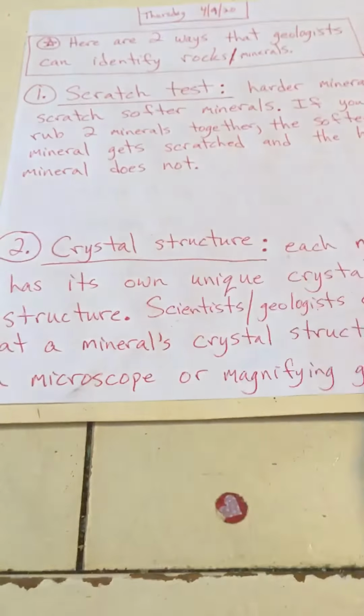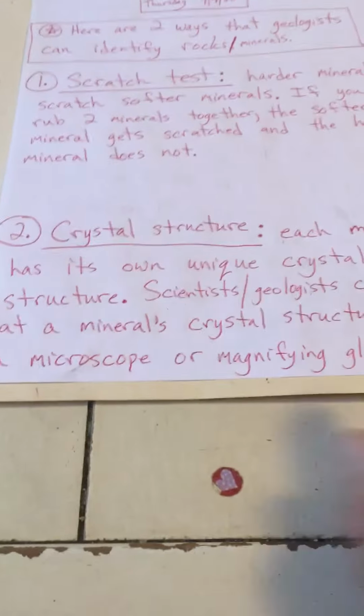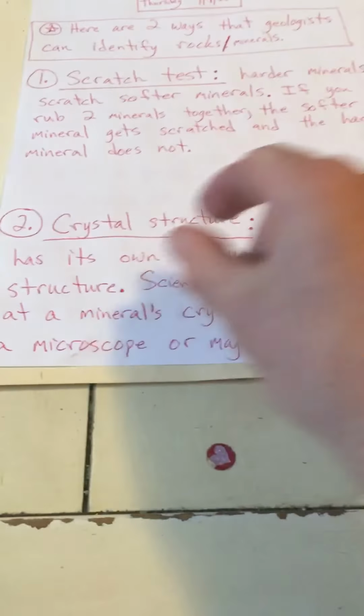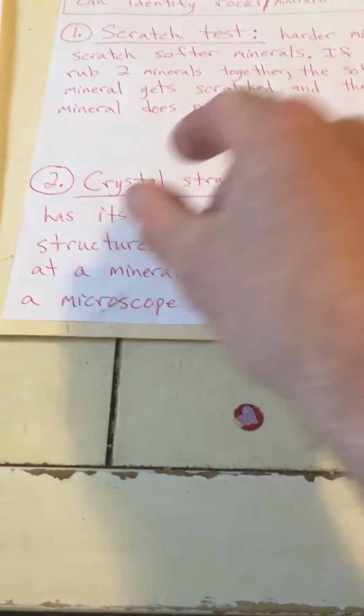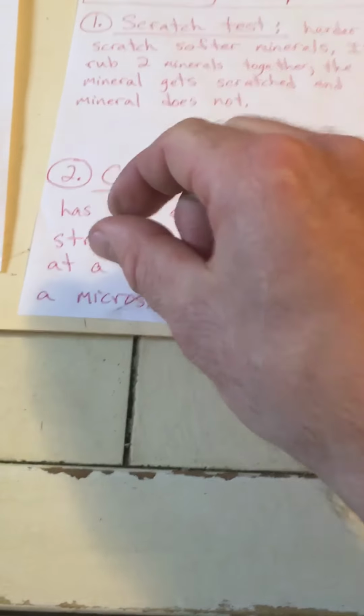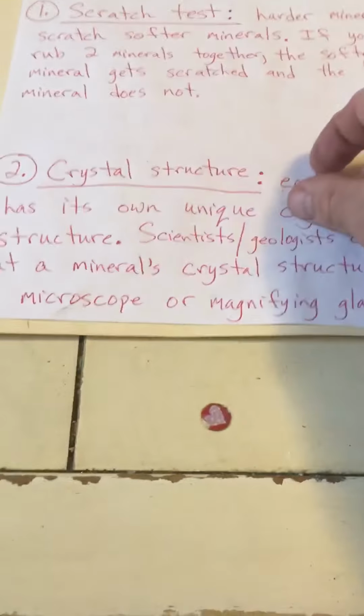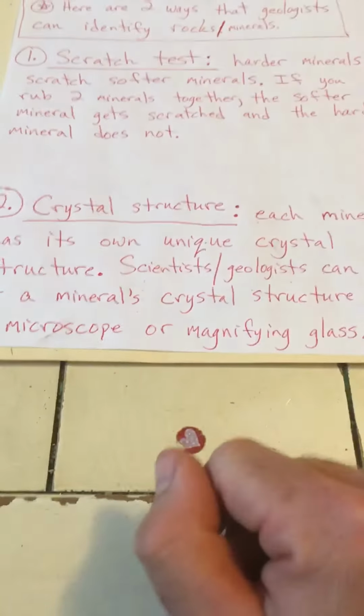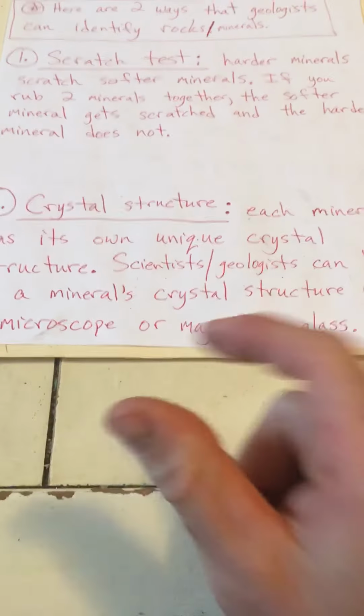So you can look at the crystals, and that's another way that they can identify what type it is, because every mineral has its own unique crystal structure. So no two minerals have the same crystals. They're all different. So diamonds, if you look at their crystals, and gold, and silver, they're all going to be different from each other. So they can look at the crystals and identify it.